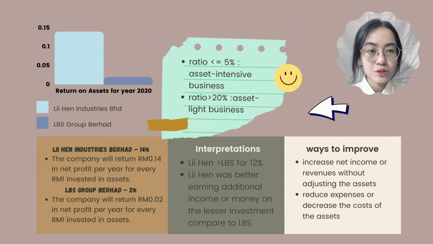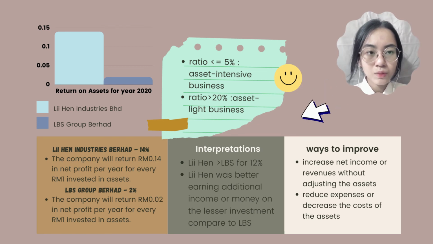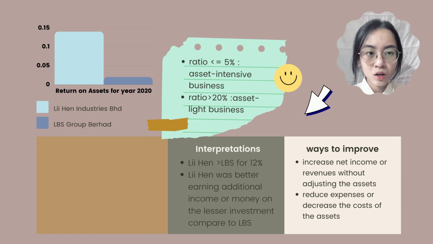According to the graph, the ratio of return on asset for Li-Han company is 14%, while for LBS is 2%. It indicates that Li-Han company will return 14 cents, while LBS company will return 2 cents in net profit per year for every 1 ringgit in their company assets. It shows that Li-Han company was 12% higher than LBS company. So, it means that Li-Han company was better at earning additional income on lesser investment compared to LBS. To improve this ratio, companies should increase net income or revenue without adjusting any assets. Besides that, the company can reduce expenses or decrease the cost of the asset.